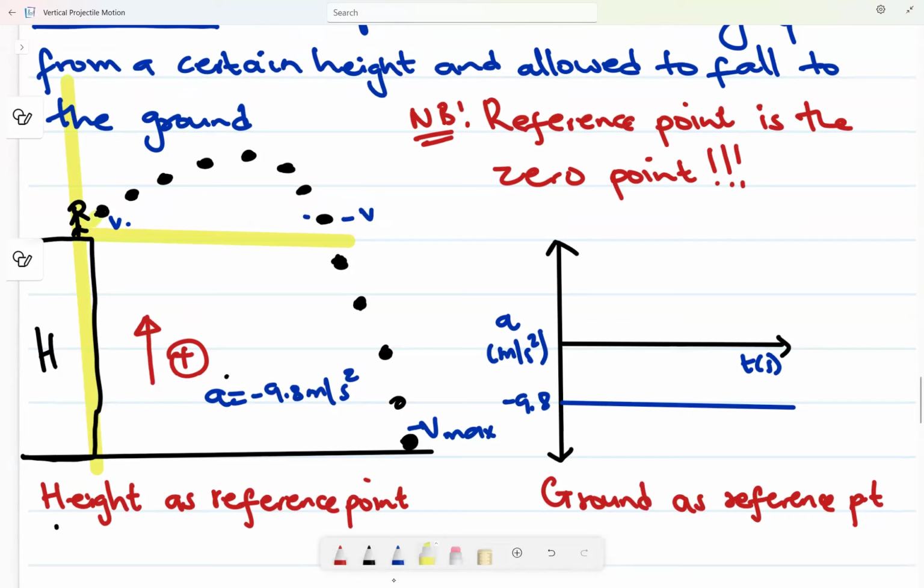It means now you're going to draw something like, why? Because you took height as reference. Remember I said reference point, it is what? 0 point. So can you see it is 0 point, the height. So this is what you're going to draw.